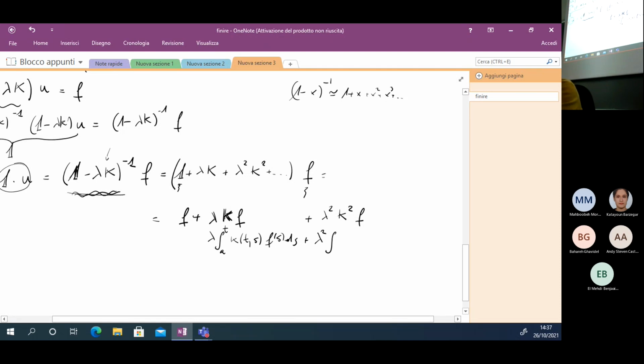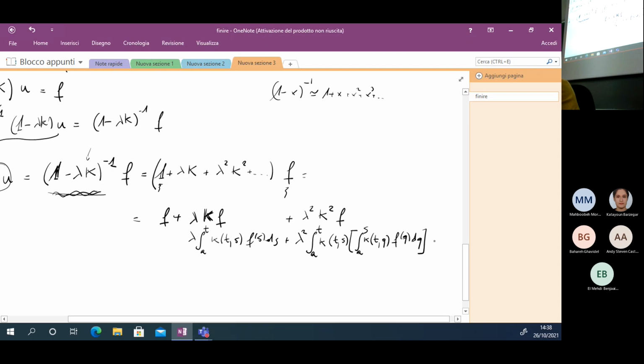This is some integral between a and t of k t, and then the integral between a and s of k t. How can I call it? q, f q dq, ds. Do you see the logic? Can you understand the logic?